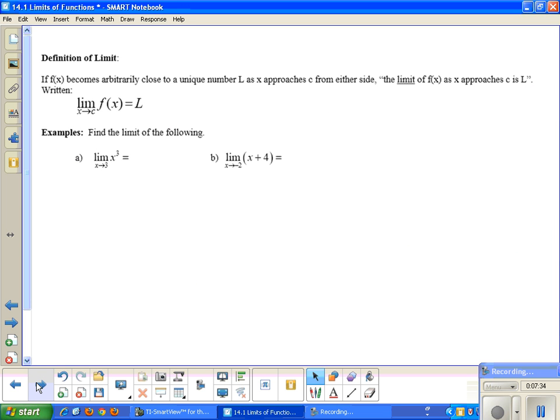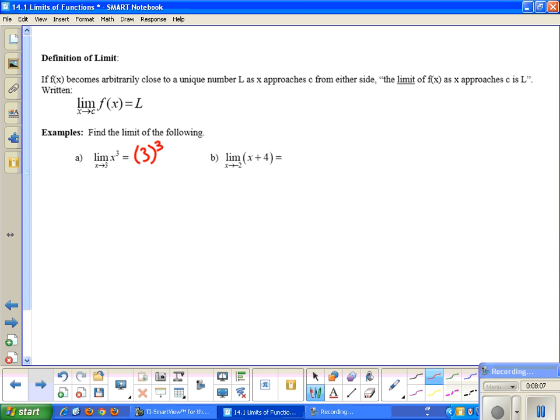So let's look at the next one. The definition of a limit. If f of x becomes arbitrarily close to a unique number L as x approaches c from either side, the limit of f of x as x approaches c is going to be equal to L. That's just the definition. So let's look at the following limits. Now, we have the function x cubed here. I know my domain is all real numbers. If I want to find the limit as x approaches 3, I'm just going to plug 3 in for x because it's within the domain.